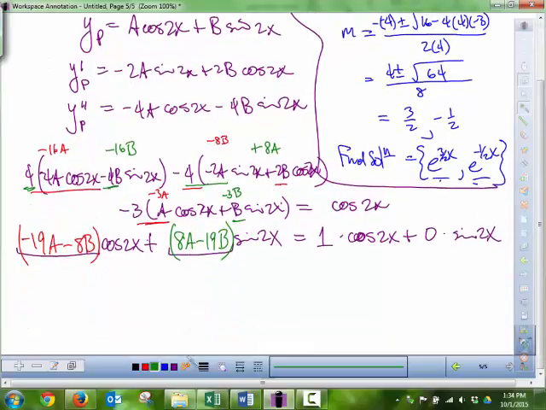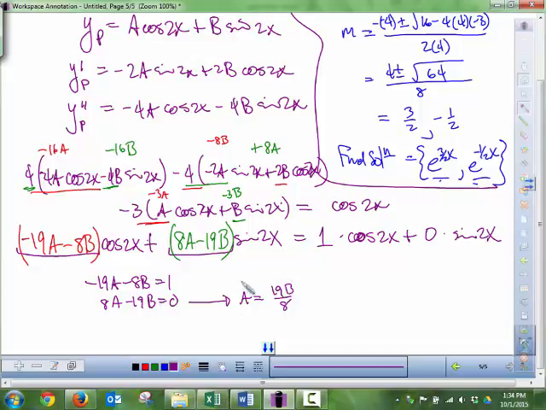Okay. We have two equations and two unknowns. Negative 19a minus 8b equals 1. That's the coefficient of the cosine. We have 8a minus 19b is equal to 0, the coefficient of the sine. I think this might be too complicated to try to do the addition method. So maybe I'll just solve for b or a on the second one. Say a is equal to positive 19b over 8, and then put that back into the first one.